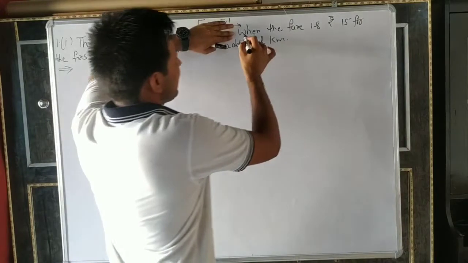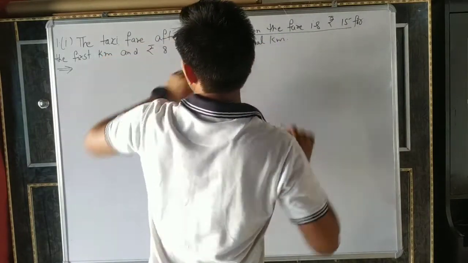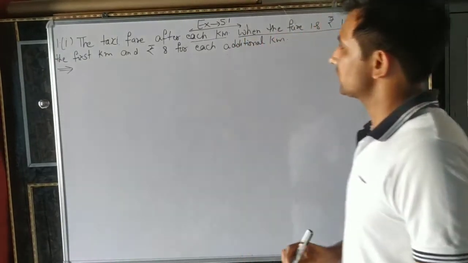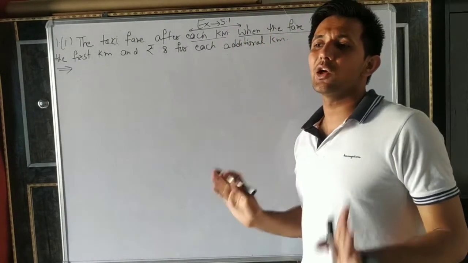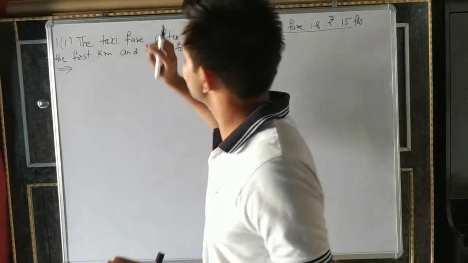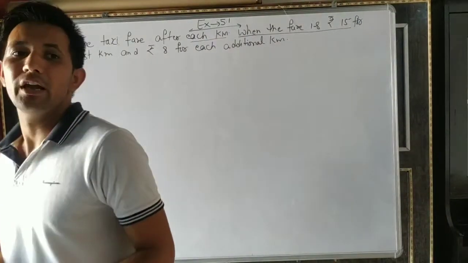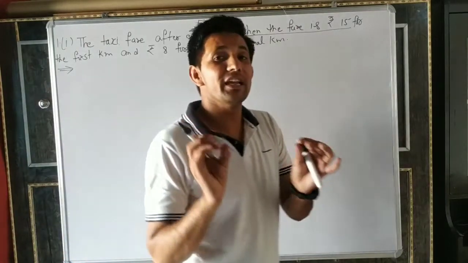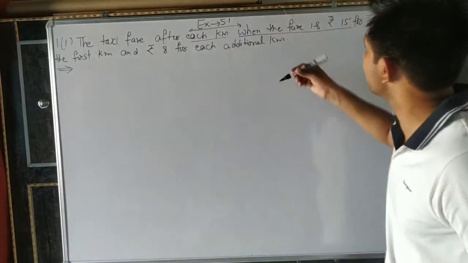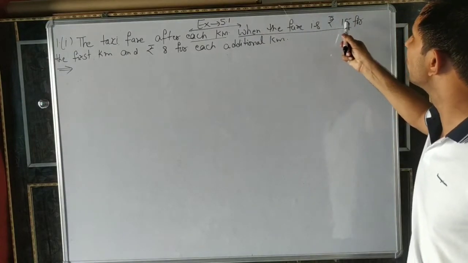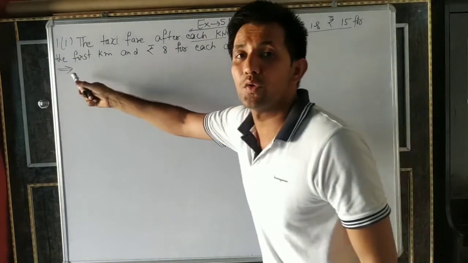When the fare is 15 rupees for the first kilometer and 8 rupees for each additional kilometer. What is the meaning? If you understand the statement, it is very easy. It is given that there is some fixed charge for the first kilometer. What is given? The fare is 15 rupees for the first kilometer.